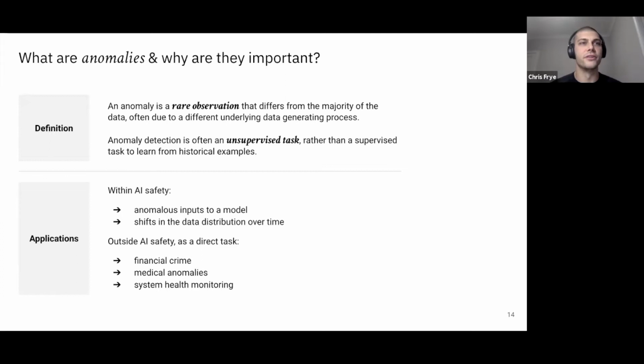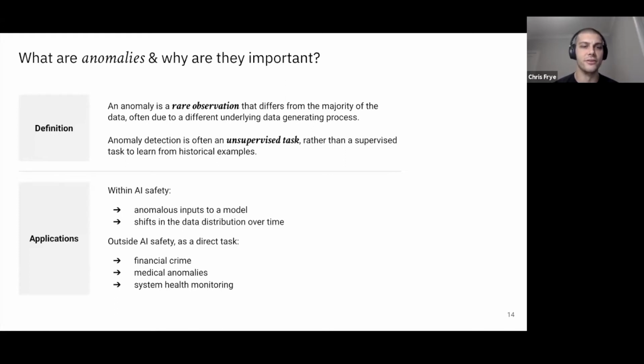And anomaly detection is important because of its many applications. At Faculty, we got started on anomaly detection from the perspective of AI safety. In this context, being able to detect anomalous inputs to a model or even global shifts in the data distribution over time, these are very important for model monitoring. Anomaly detection basically is a tool that tells you when you should expect your model to break down in this context. Outside of AI safety, anomaly detection is important itself as a direct task.